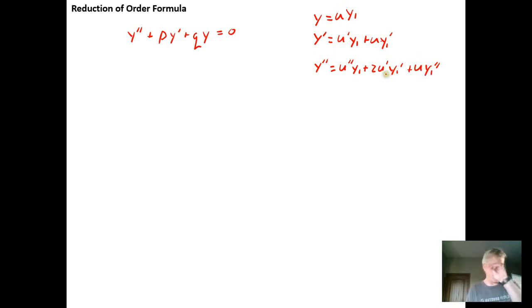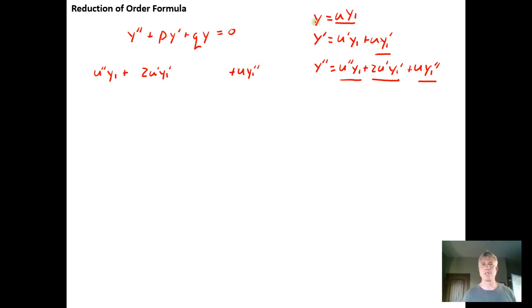And now we're going to take y double prime, y prime, and y and plug them into the homogeneous differential equation. But we want to do it in a very specific way. We need the linear terms to cancel. So we group those linear terms together as we plug things in. So when I plug y double prime in here, I'm going to get a u double prime times y sub 1 plus, I'm going to get 2 u prime y sub 1 prime plus, and I'm going to tuck them over here, plus we're going to get the u y sub 1 double prime.